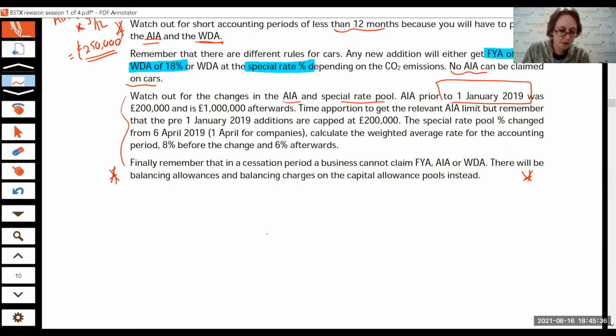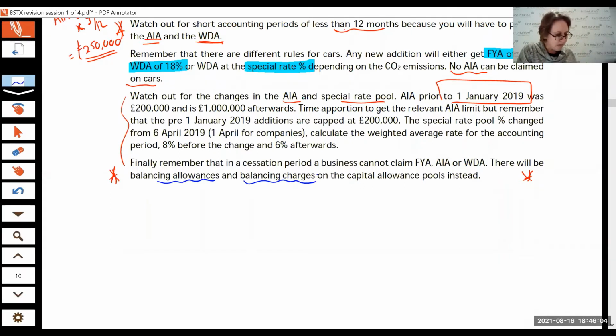And that balancing adjustment will either be a balancing allowance, where we give the taxpayer a final one-off allowance to make sure that they've had all the credit that they should have, or we have a final one-off balancing charge, where we say, actually, you've had a bit more credit than you should have had. So we want to claw a little bit of that back. So in the final period of trade, it's a final balancing adjustment, an allowance or a charge.